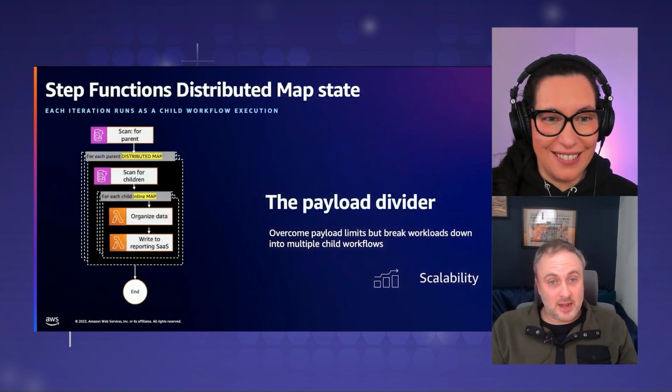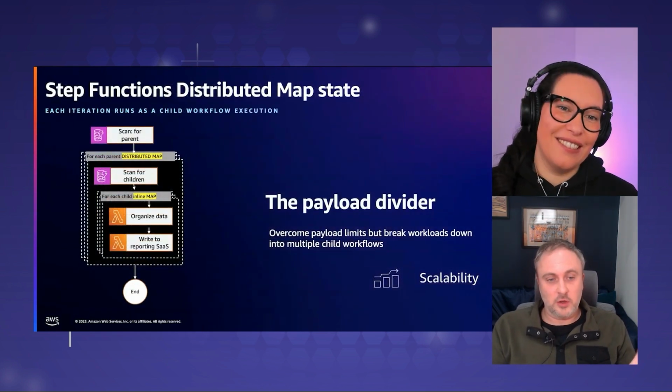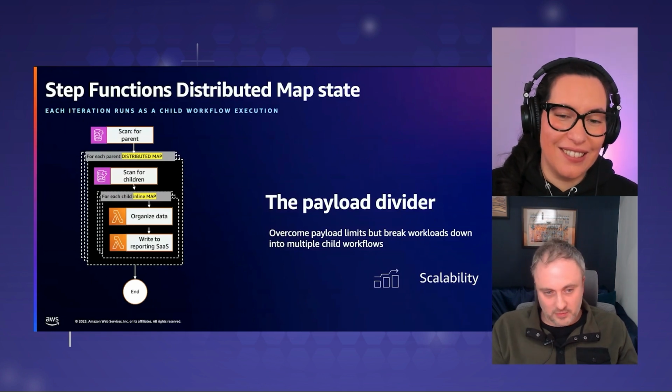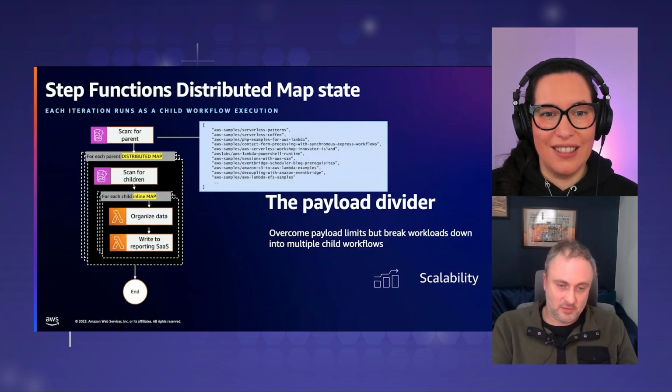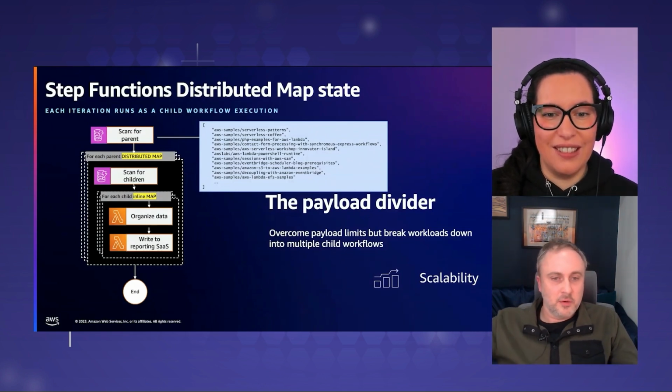So, talking about breaking down into smaller and smaller chunks that you can run in parallel, that's where the distributed map state came to the rescue. So I did a different scan to just get the individual repos that I want.